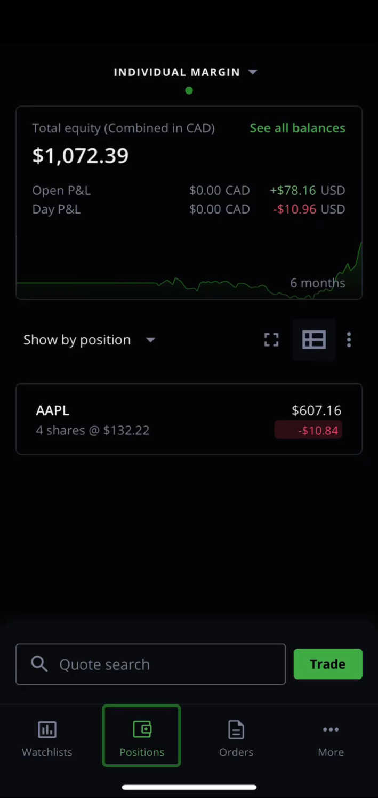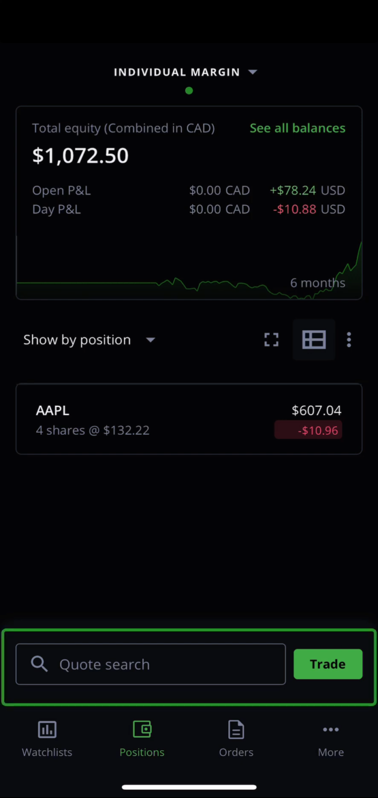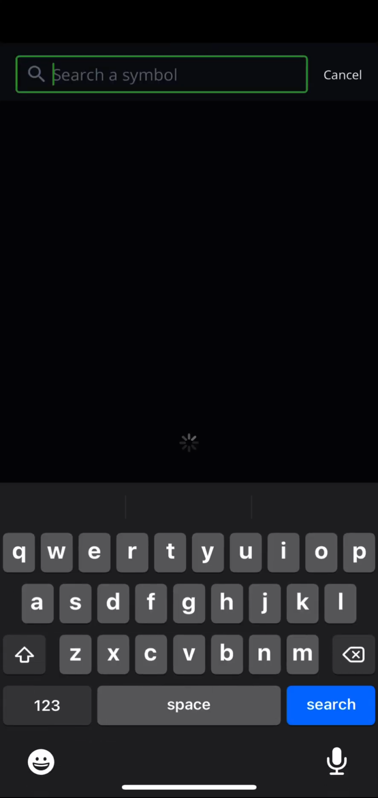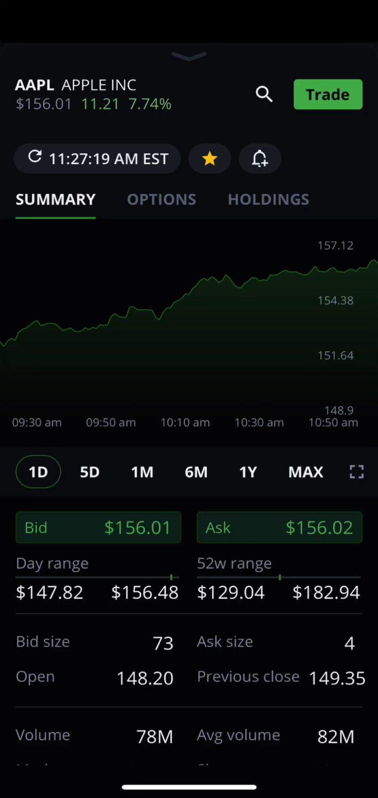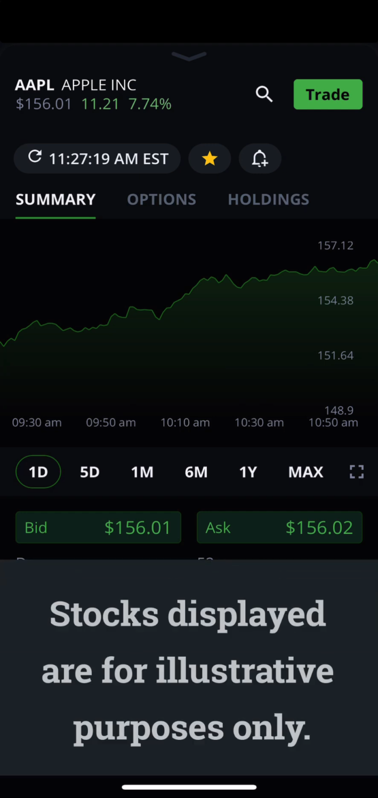By default, you will be on the Positions tab. At the bottom, you'll see a quote search bar. Enter the ticker symbol of the stock or ETF you're interested in. In this case, we'll use Apple as an example. Tapping the ticker symbol will take you to the Level 1 quote page. Stocks displayed are for illustrative purposes only.